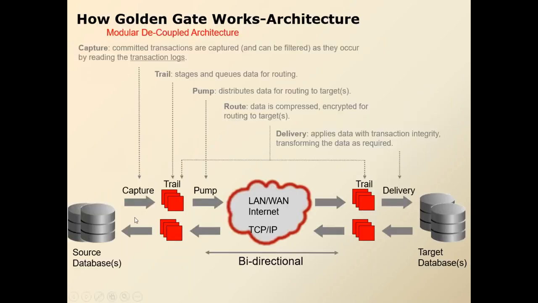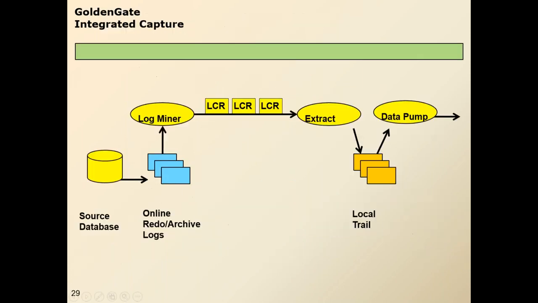The difference between integrated capture and classic capture is that the task of filtering the data, or whatever changes are needed by the extract process, is done by the classic extract. However, in integrated extract, the same task is done by log miner. So the extract process does not connect directly. You see the arrow: log miner is passing the changes needed by the extract process in the form of LCR.